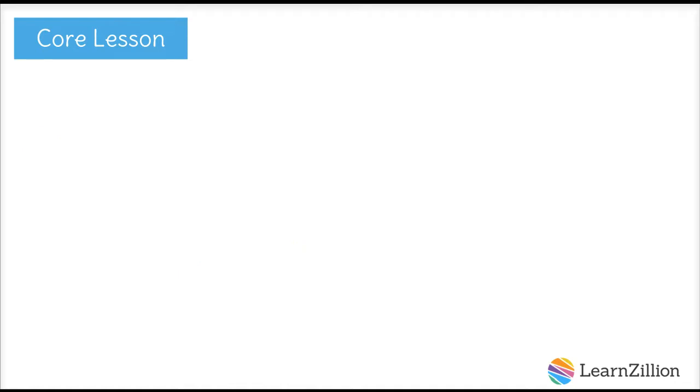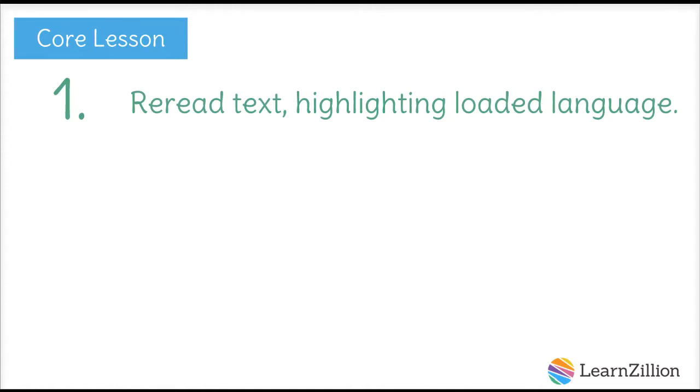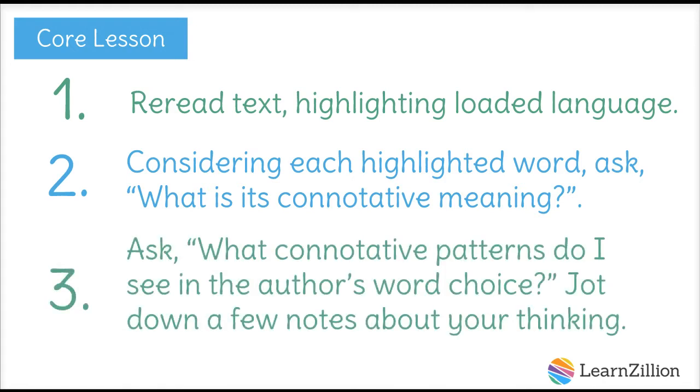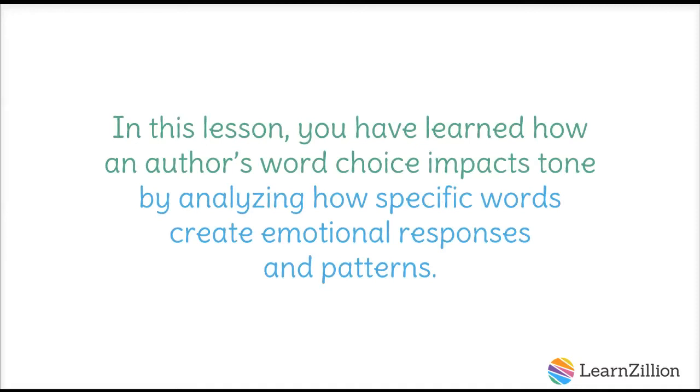Let's review our steps. 1. Reread text, highlighting loaded language. 2. Considering each highlighted word, ask, what is its connotative meaning? And 3. Ask, what connotative patterns do I see in the author's word choice? Jot down a few notes about your thinking. In this lesson, you have learned how an author's word choice impacts tone by analyzing how specific words create emotional responses and patterns.